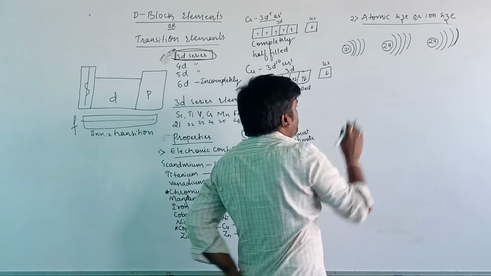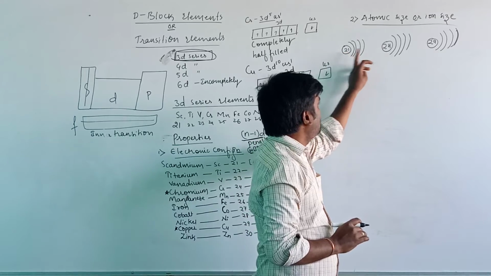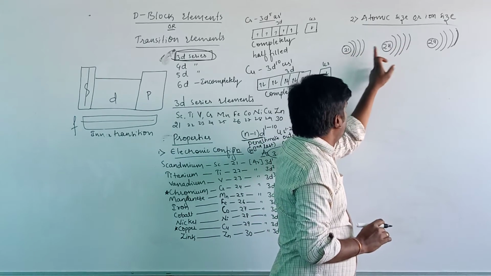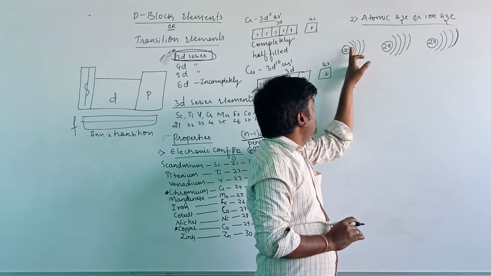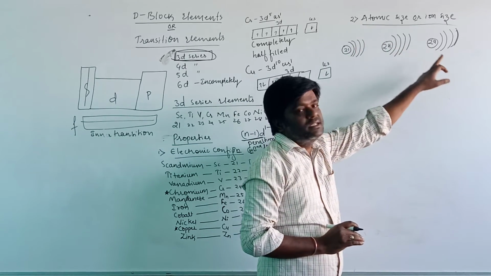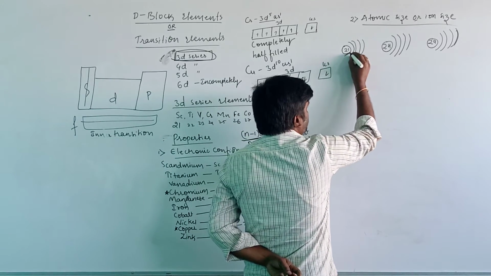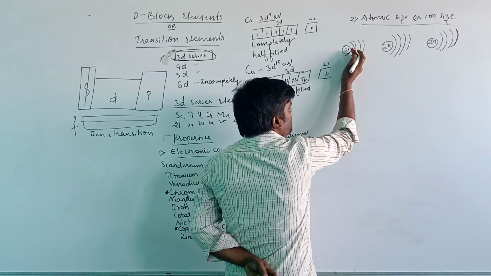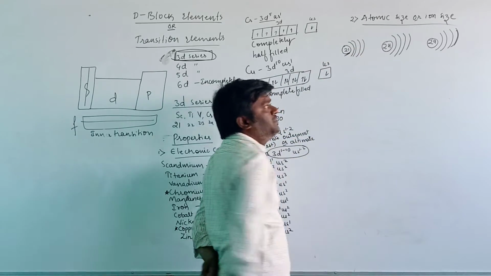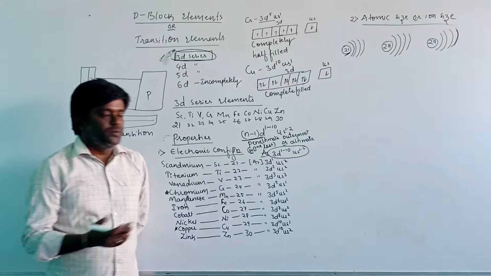When we go from left to right in the series, the number of protons in the nucleus increases, but the number of orbits remains the same. Therefore, the nuclear charge will be greater, and the outermost electron will become nearer to the nucleus. Therefore, the atomic size decreases from left to right.